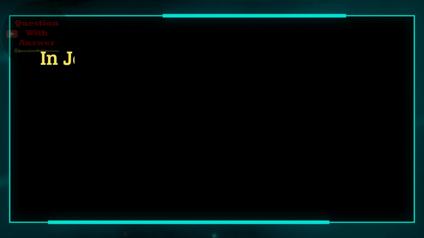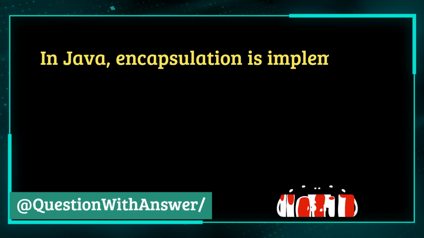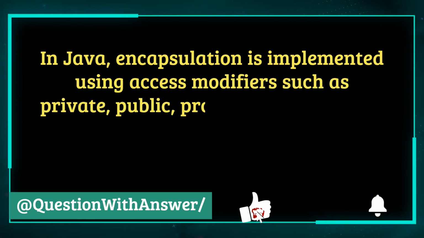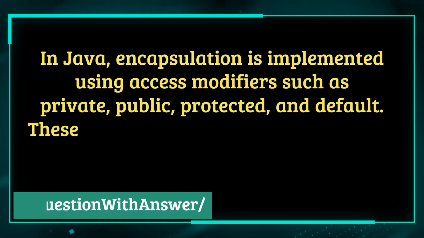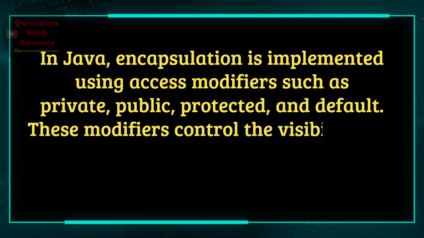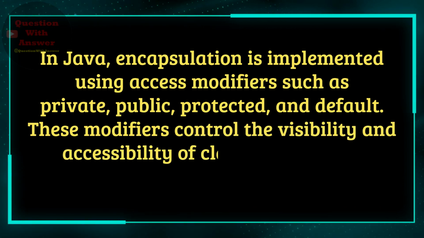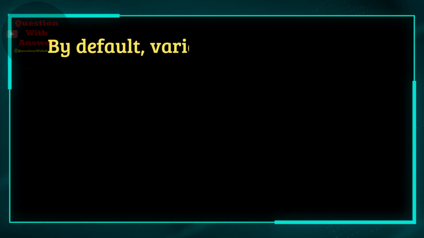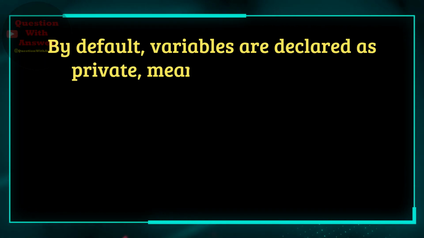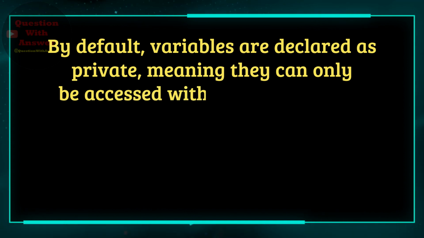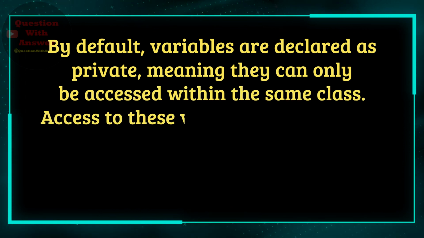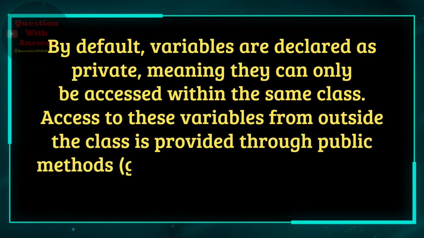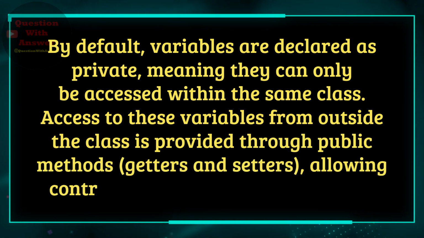In Java, encapsulation is implemented using access modifiers such as private, public, protected, and default. These modifiers control the visibility and accessibility of classes, variables, and methods. By default, variables are declared as private, meaning they can only be accessed within the same class. Access to these variables from outside the class is provided through public methods, getters and setters, allowing controlled manipulation of the data.